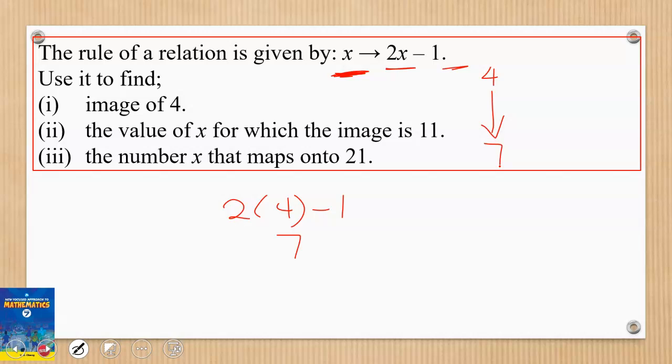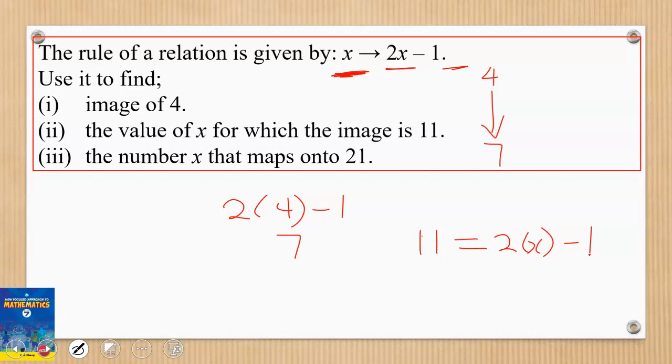Now, what is the value of x for which the image is 11? Okay, so here the image is 11. What is the value of that? So we have this minus 1. So the image has been given, which is 11. So what is the value of x?